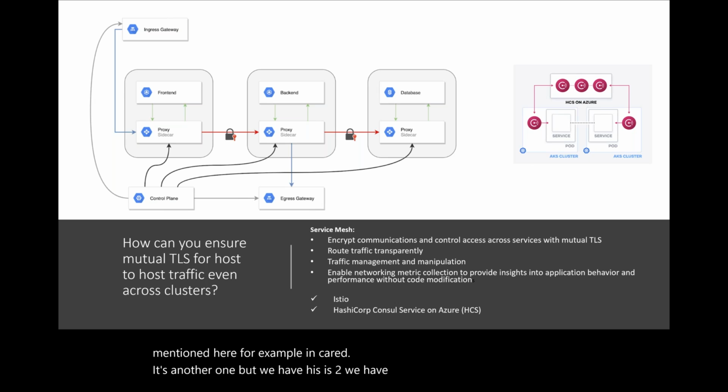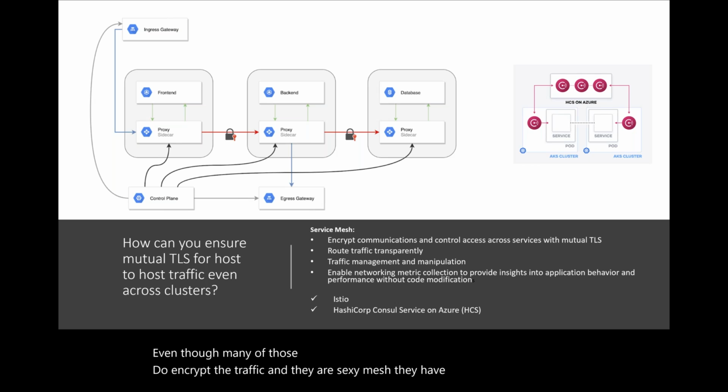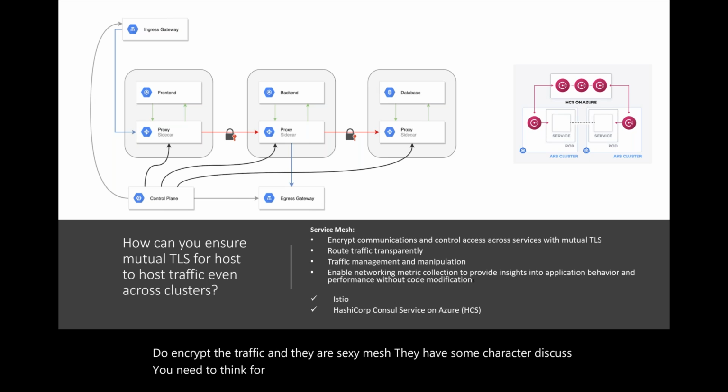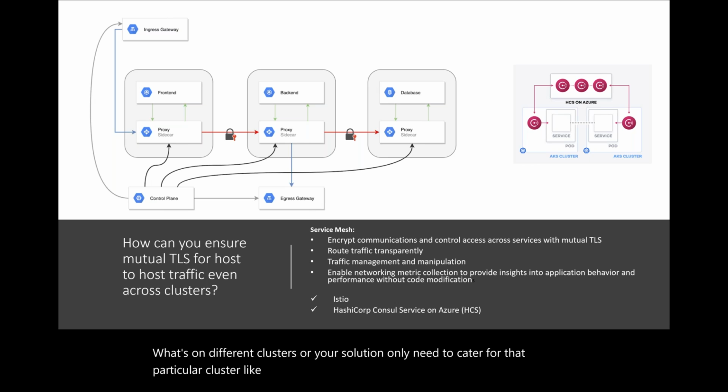I would say the biggest difference between many of those, and you need to consider, is that even though many of those do encrypt the traffic and they are service mesh, they have some different characteristics. You need to think, for example, do you need to encrypt the traffic between pods on different clusters, or does your solution only need to cater for that particular cluster? Like you only want to encrypt the traffic within a cluster. So that is what you also need to think about when you're designing your solution.